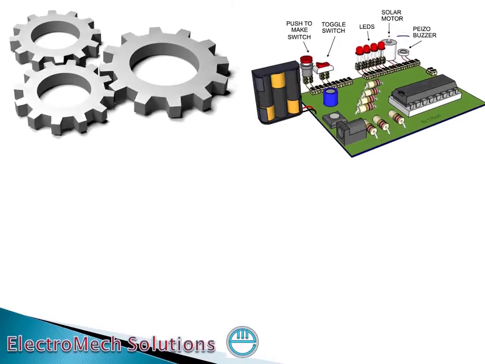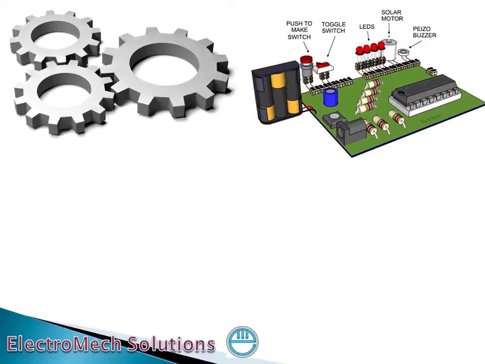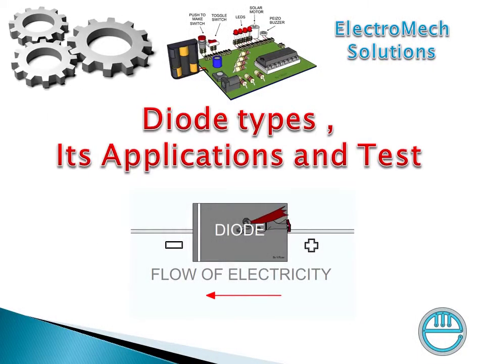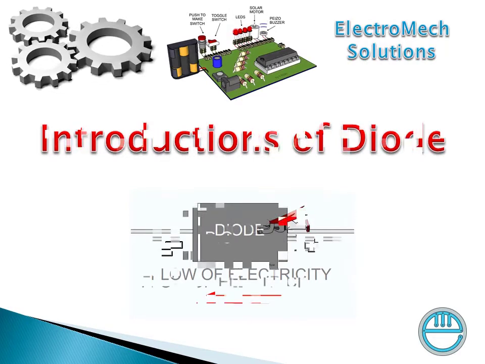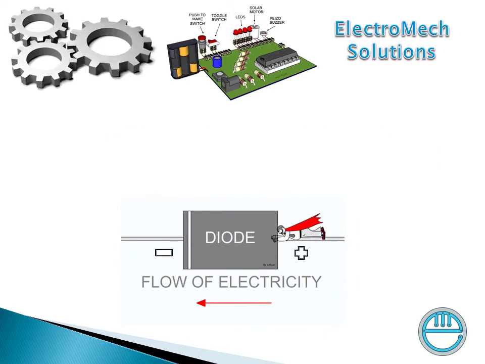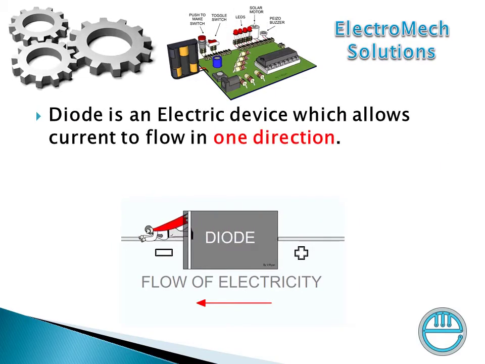Let's start today's video. Today's video is about diode types, its application and test. Introduction of diode. Diode is an electric device which allows current to flow in one direction.